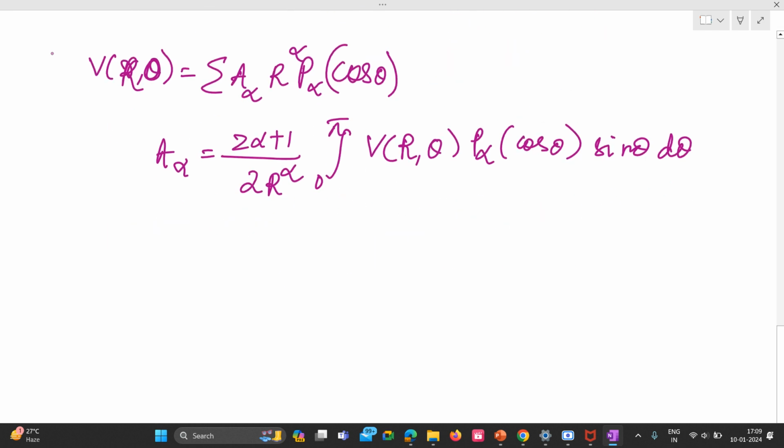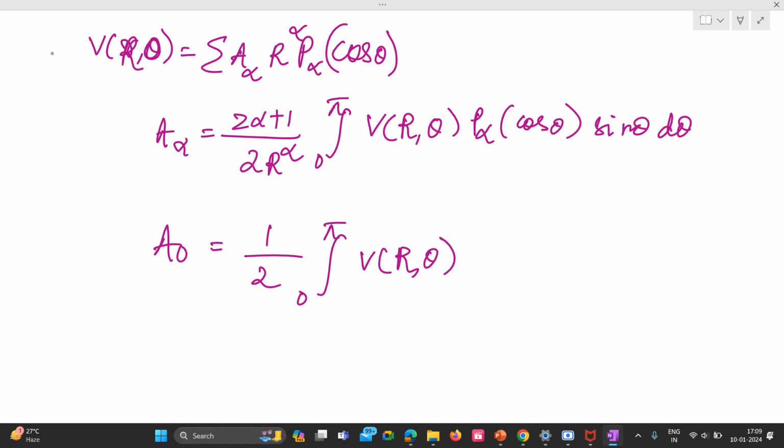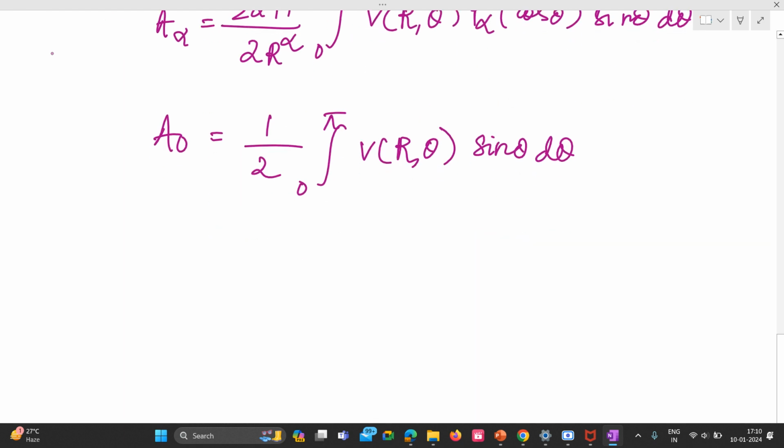I'm just doing it because I had to. I cannot just leave the question because it's lengthy. So a naught will be what? This is 1 by 2, 0 to pi. V of r theta, P naught cos theta, right? P naught cos theta is 1, and sin theta is sin theta d theta. Okay.